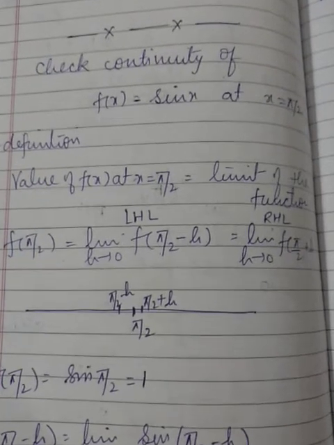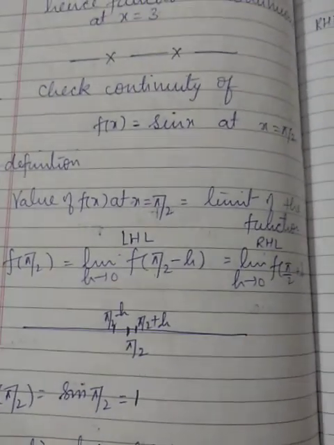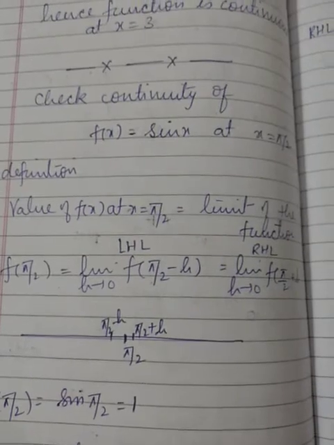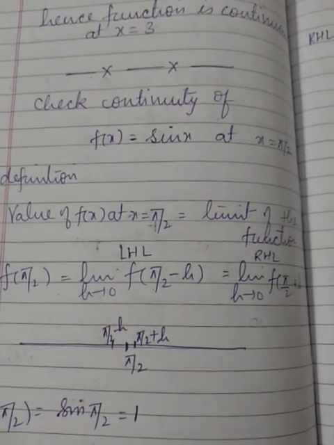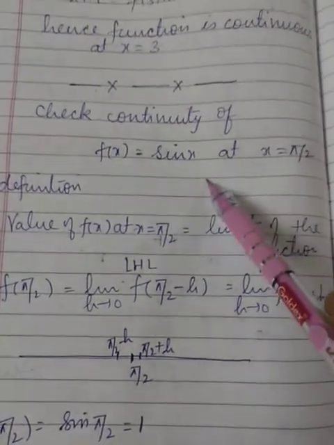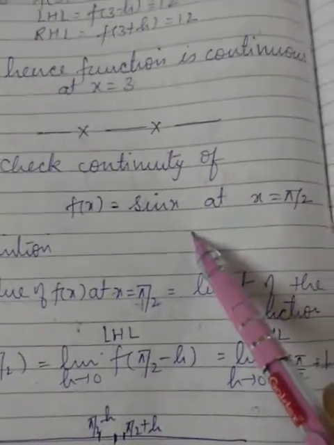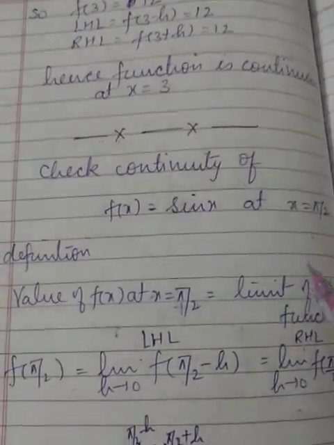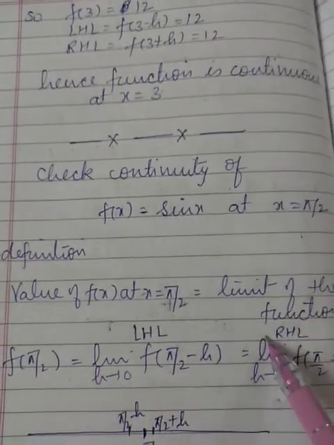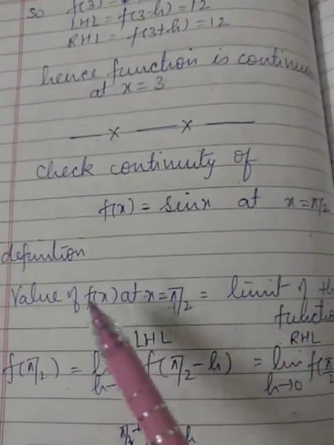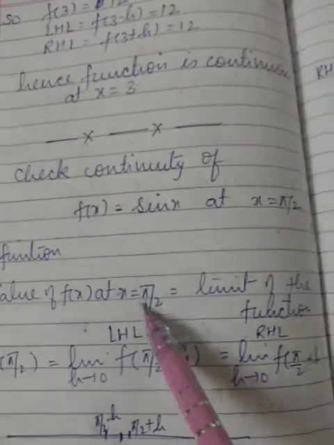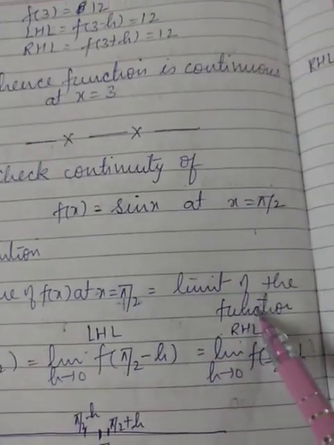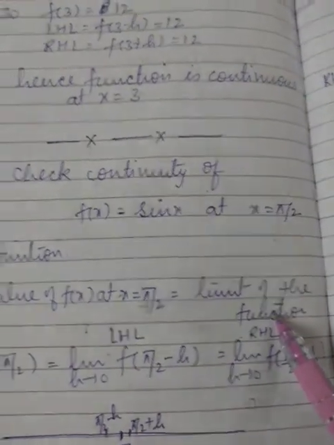So continuing from the previous video, now we take one more example. This time we want to check the continuity of the function f(x) = sin x at x = pi by 2. I hope you remember the definition of continuity: the value at x = pi by 2 is the same as the limit of the function at x = pi by 2.